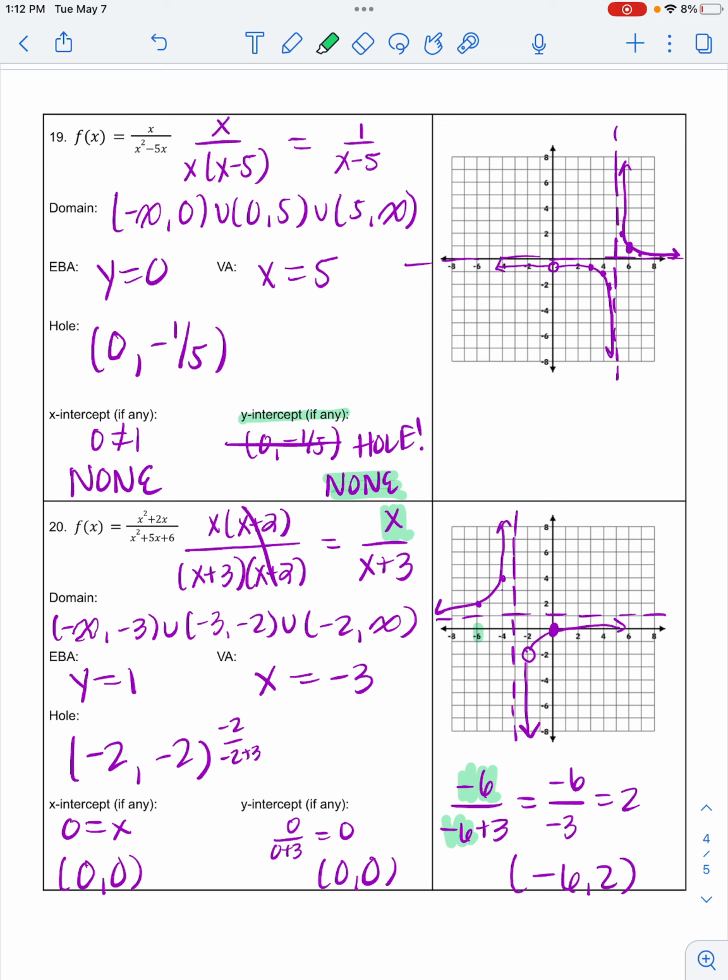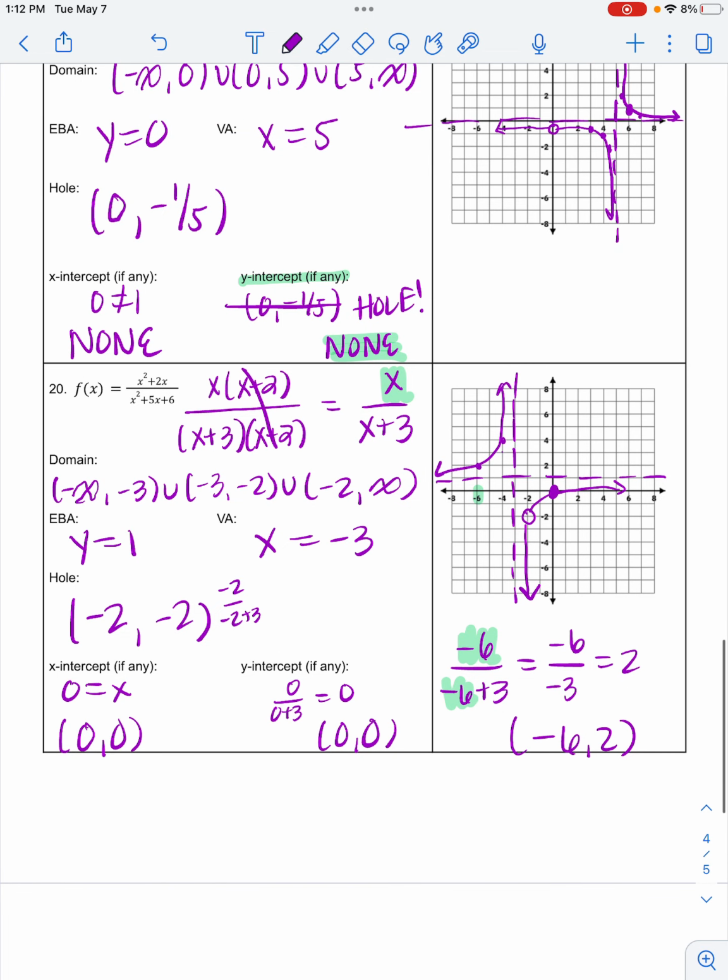Same thing with the hole. Even though it doesn't exist on the line, it does exist on the other side. So if you go 1 to the right, you would go 1 down. Because if you substituted in -4, it should match. So -4 divided by -4 plus 3, -4 over -1, so that equals 4. So you know you'll have a point at -4, 4. So when all else fails, just plug in points to find other spots on your graph.